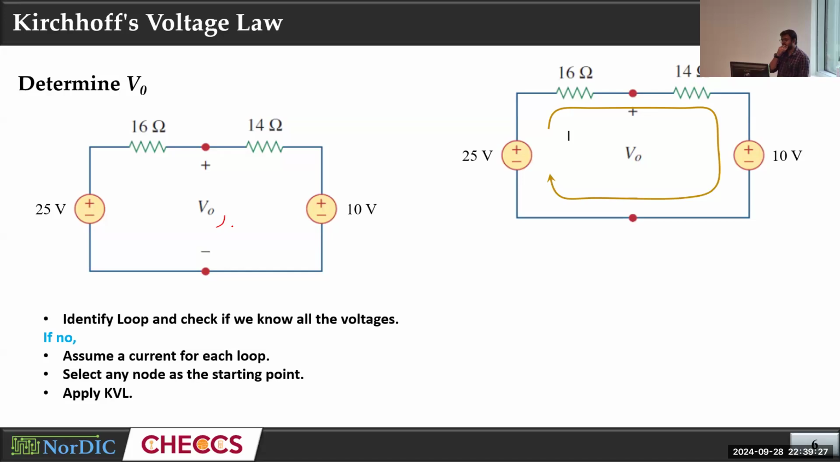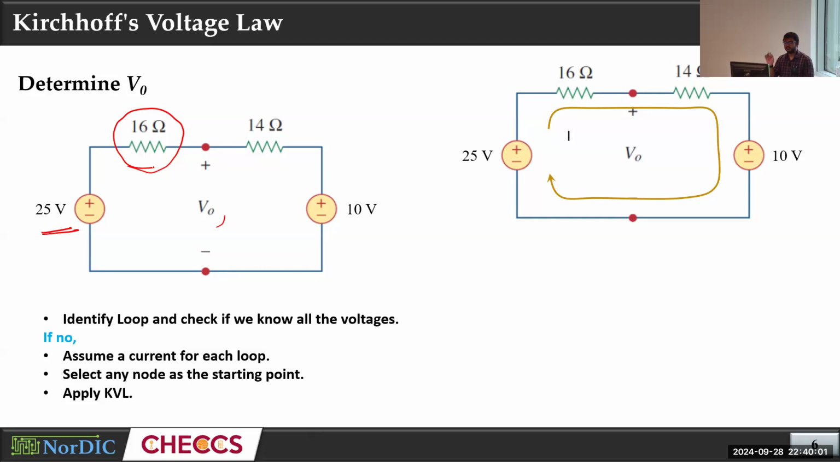Then what do we need to check? Do we know all the voltages? That's what the steps are: identify the loop and then check if we know all the voltages. So we know the voltage of this element. Do we know the voltage of this element? No, we don't know. We just know the value of the resistance of this resistor. To calculate the voltage of this resistor, we need to know the value of current.